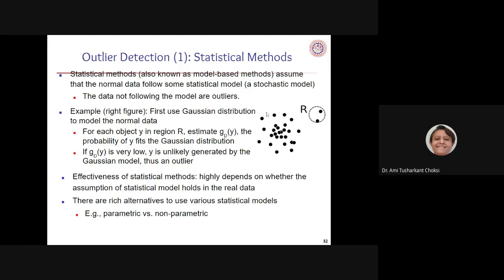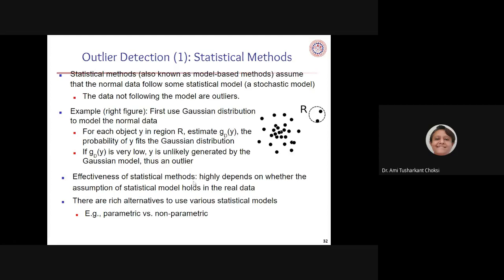Gaussian distribution. For each object y in region R, estimate the Gaussian distribution probability of y, that is, the probability that y fits the Gaussian distribution. If the GD of y is very low, y is unlikely generated by the Gaussian model and thus it is an outlier. Fine. So here we have used the Gaussian distribution model. Fine.